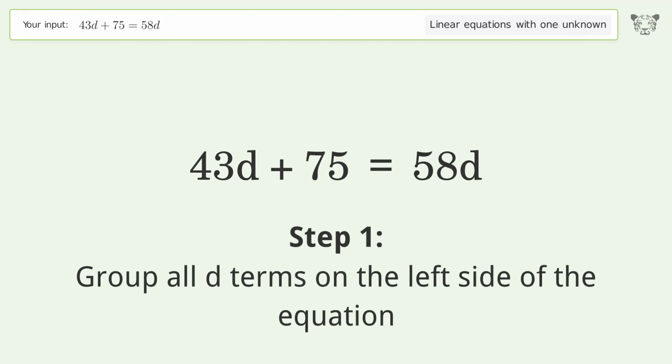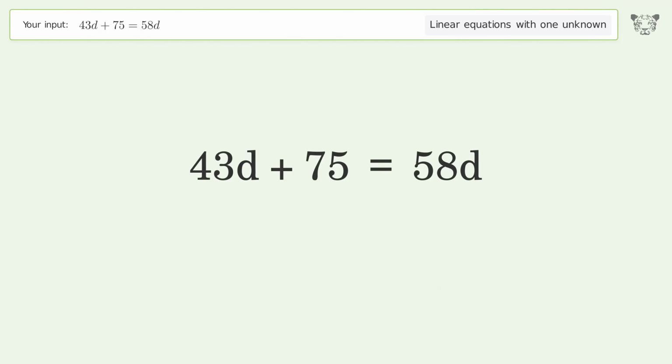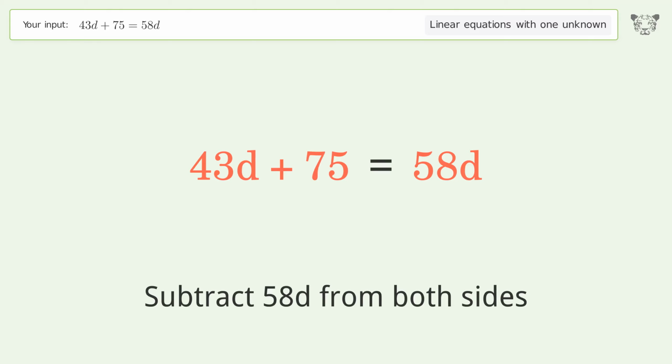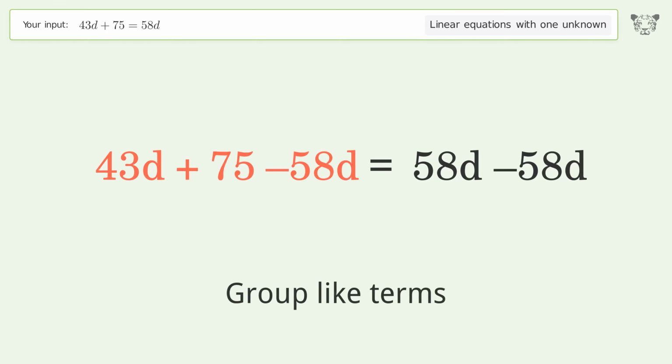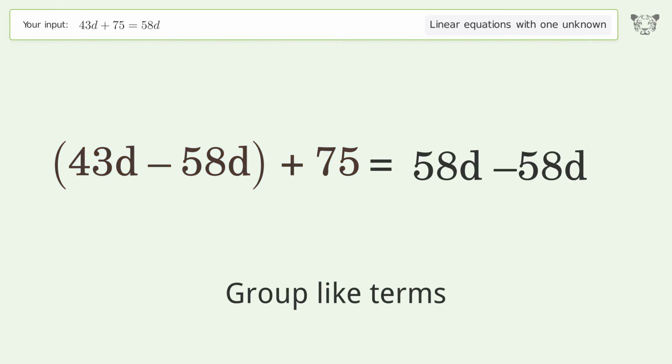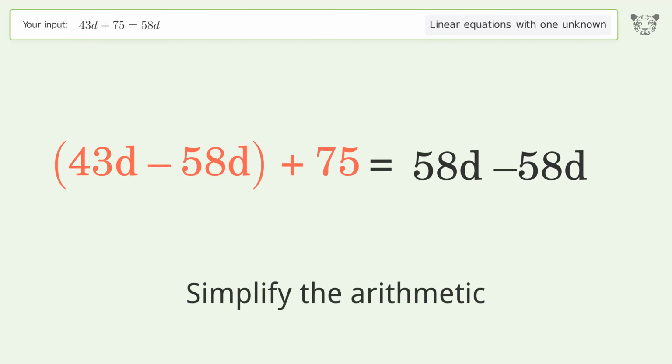Group all d terms on the left side of the equation. Subtract 58d from both sides. Group like terms. Simplify the arithmetic.